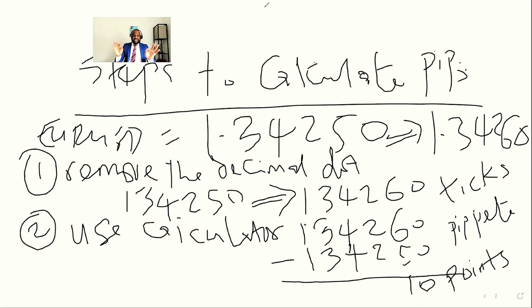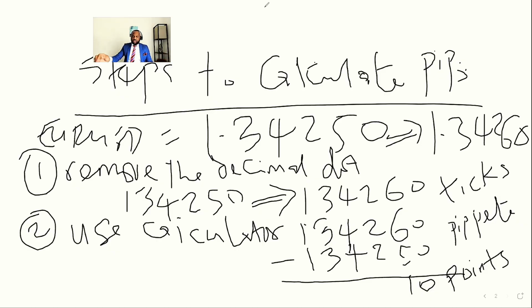Okay. You just remove the decimal. If you type 1.3450 minus 1.234, the calculator will give you 0.0000, and then the confusion will start from there. So just remove the decimal before you use your calculator. The two steps are clear: remove the decimal, then use your calculator to find the difference. 10 points.